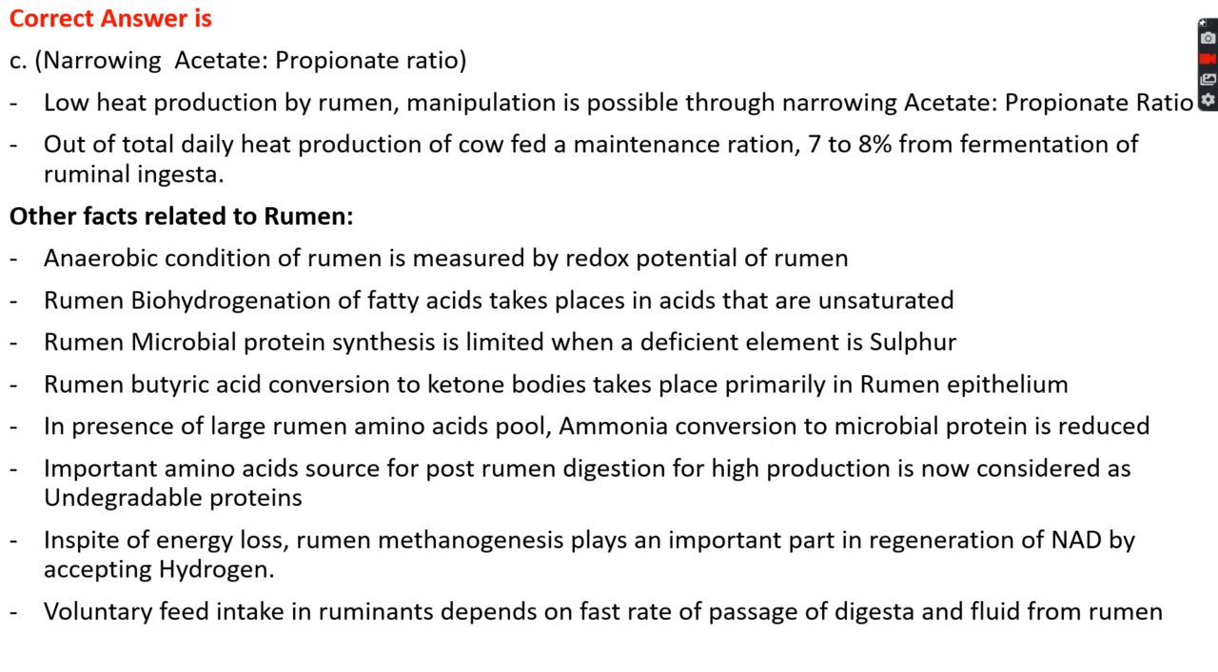Rumen butyric acid conversion to ketone bodies takes place primarily in the rumen epithelium. Similarly, in presence of large rumen amino acid pools, ammonia conversion to microbial protein is reduced. Important amino acid source for post-rumen digestion for high production is now considered to be undegradable protein. In spite of energy loss, rumen methanogenesis also plays an important role in regeneration of NAD by accepting hydrogen. And voluntary feed intake in ruminants depends on fast rate of passage of digesta and fluid from the rumen.